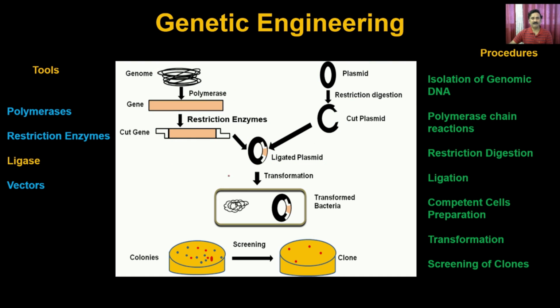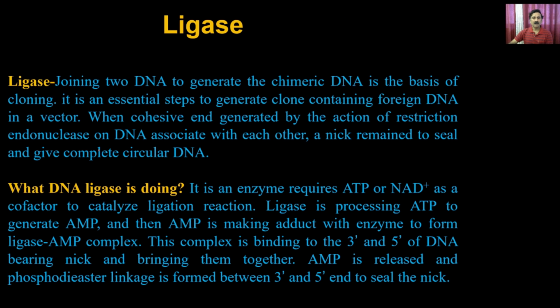Now, once you have generated the sticky ends, if you put them together, they are going to form a complex because of the complementary sequences. But on the edges, they are going to have gaps, and these gaps are going to be sealed by another enzyme which is called the ligase. The ligase, as the name suggests, is the enzyme which is used to join DNA. So if you have two DNA and you put them together in the presence of ligase, it is going to ligate them.